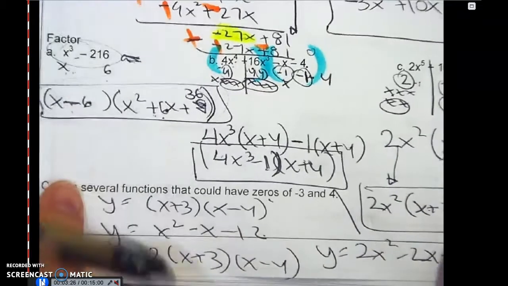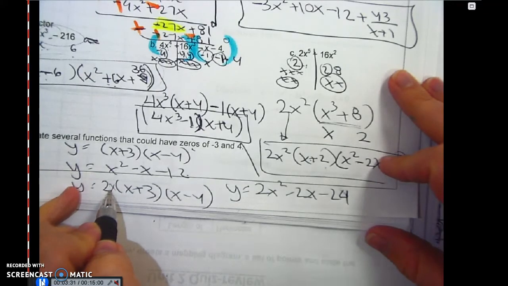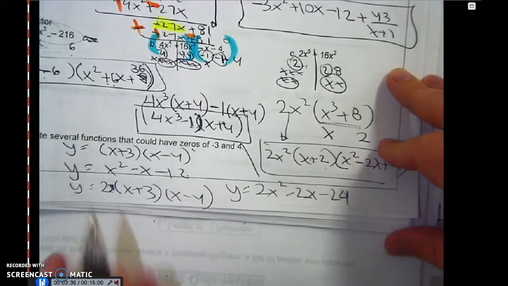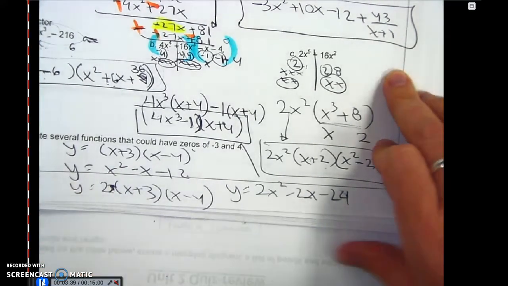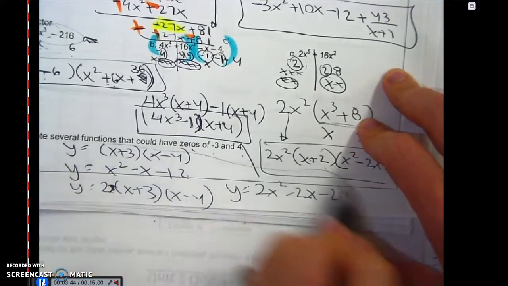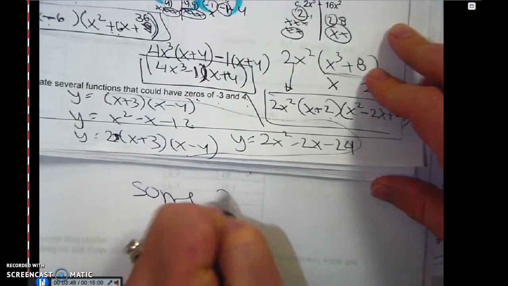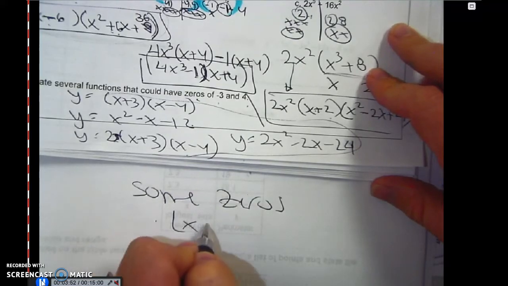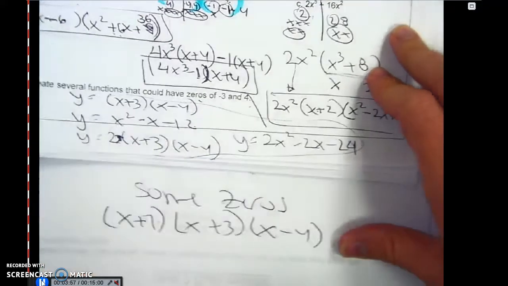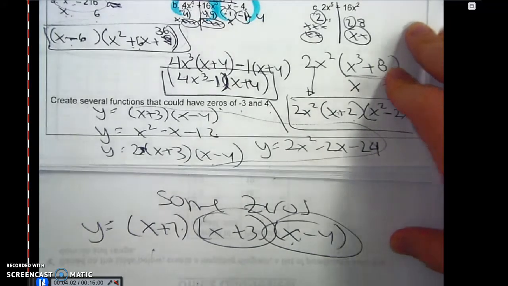But what, sorry, you can't see that. But what I cannot do is put a 2x here. I cannot do that. What I could do is, now let me be clear. If it says the only zeros are negative 3 and 4, these are your possibilities. But if it says they could be some of the zeros, then this could be an answer, and that could be an answer. Because those are some of the zeros, but they aren't all of the zeros. Please study.